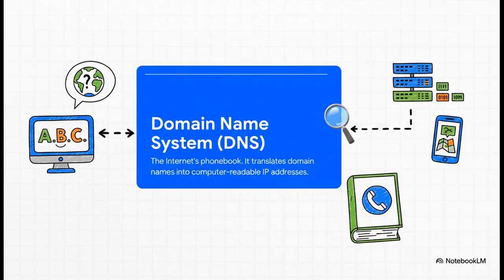See, your computer doesn't understand example.com, but it totally understands numbers. And that's where the domain name system, or DNS, comes into play. You can think of it as the internet's phone book. Its whole job is to translate the name you can read into a numerical IP address that the computer can actually use to find the server.